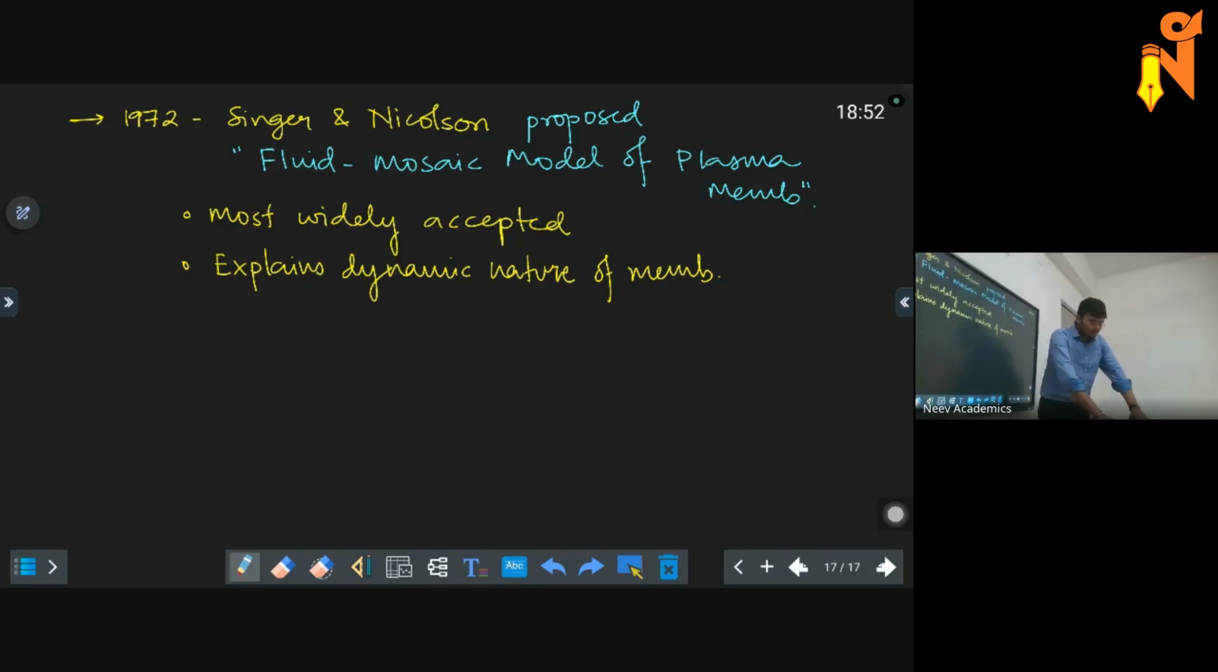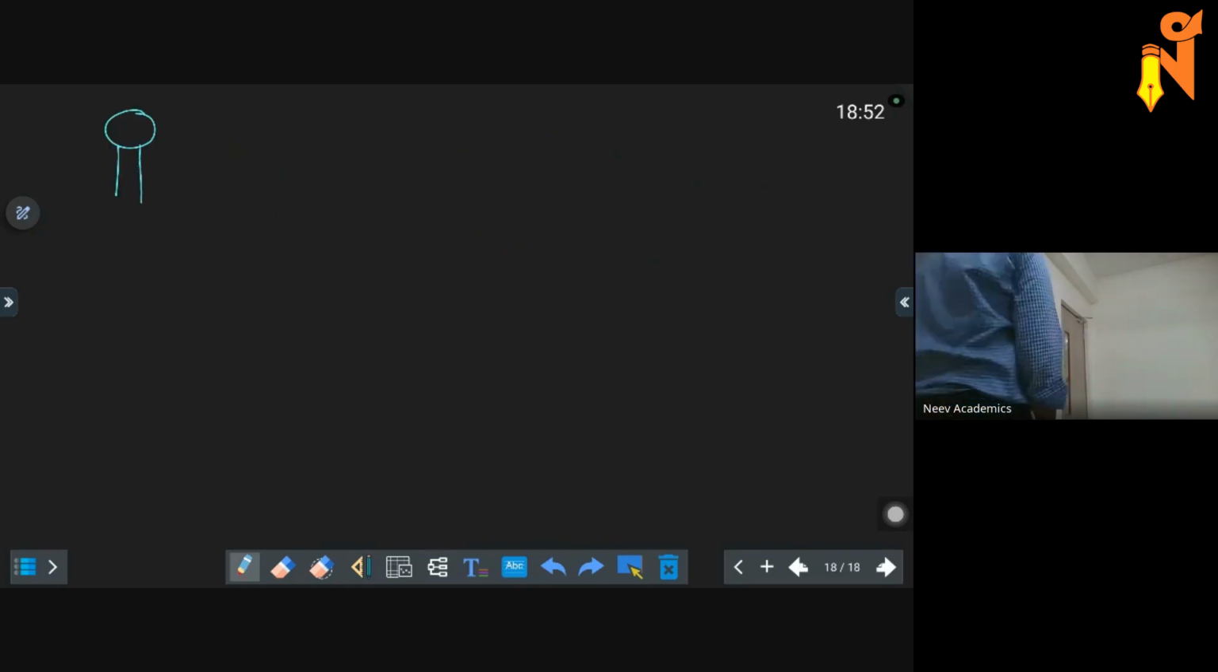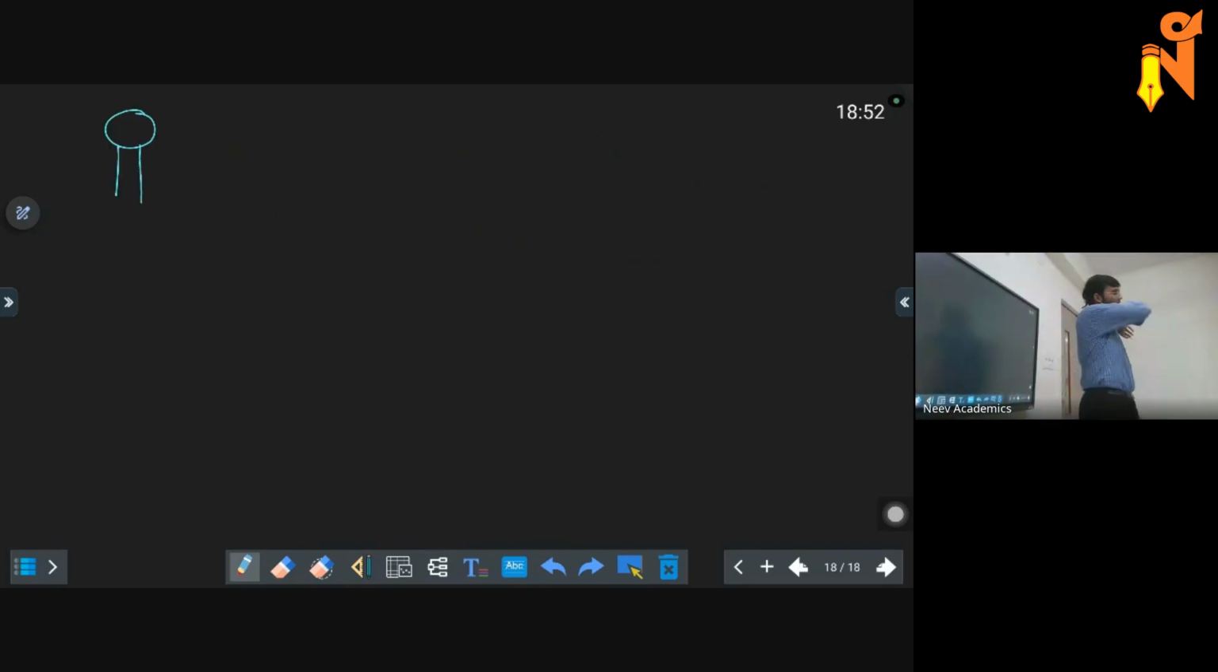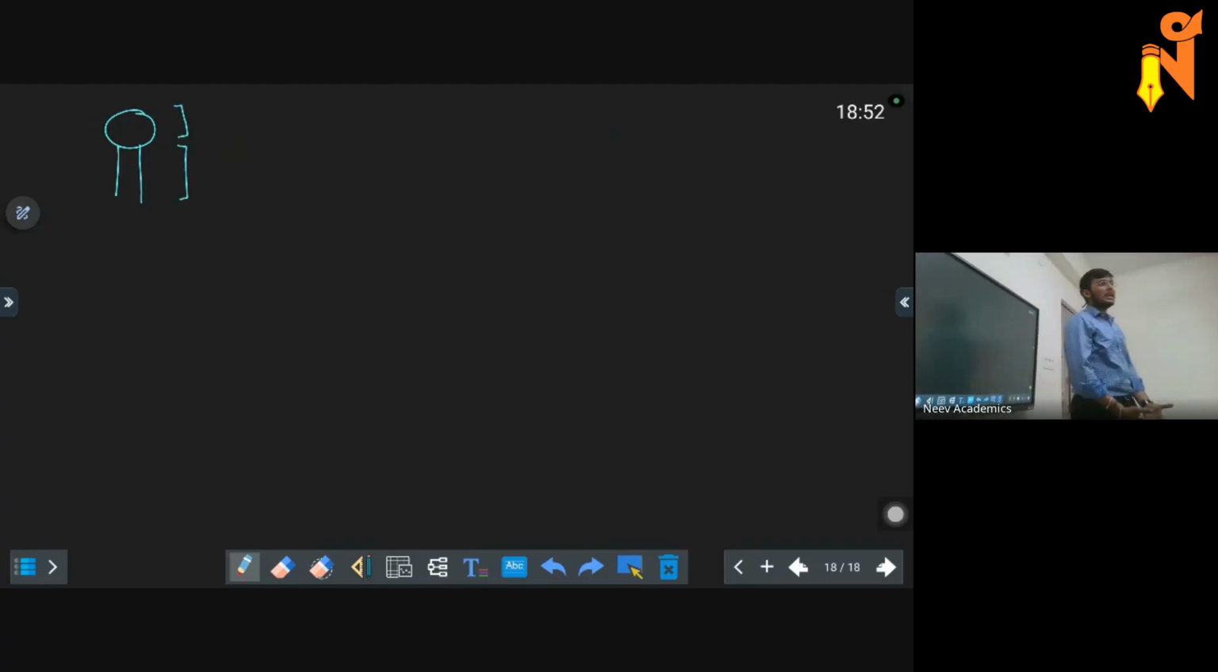Now, when I talk about the plasma membrane, it has lipids as a major component. If I draw the structure of a phospholipid molecule, it has a tadpole structure. Tadpole structure means it will have a head and a tail. This tadpole structure will have a phospholipid head and a saturated carbon chain. I guess you understood the term saturated.